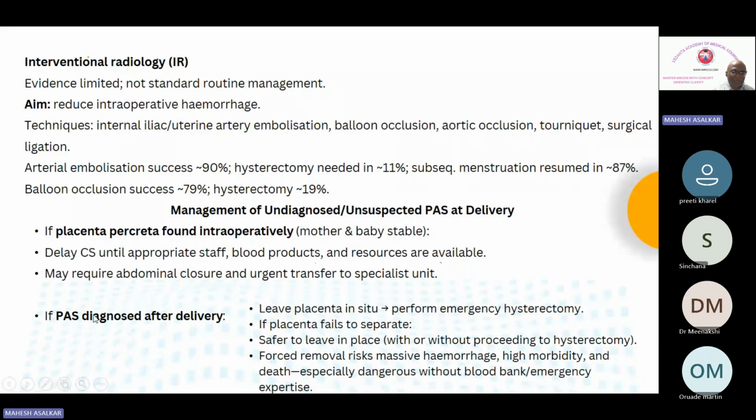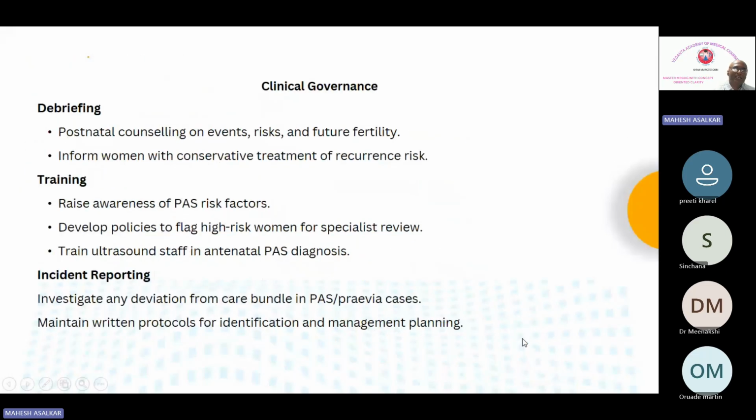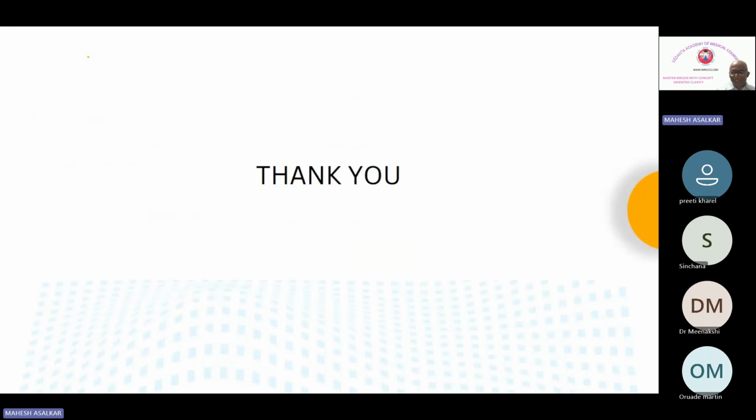If the placenta accreta spectrum is diagnosed after the delivery, leave the placenta in situ and perform emergency hysterectomy. If the placenta fails to separate, it is safer to leave it in place, with or without proceeding to hysterectomy. Forced removal causes massive hemorrhage, high morbidity, and chances of death are also increased. We have seen the 100% chance of hysterectomy. So the clinical governance aspect is mainly important for part 3 candidates. So you have to do the debriefing, training, and incident report. Okay, so that finishes the topic of placenta previa and placenta accreta.